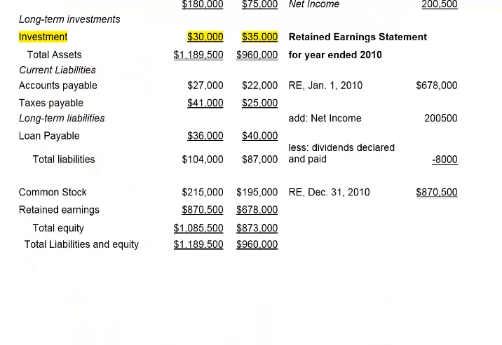Now what we want to do is look at what happened in financing. So now we can see our common shares went up from 195 to 215. So what does that tell you? You must have issued shares, right? You must have issued $20,000 in shares. We also know here that your loan payable went from $40,000 to $36,000, so you must have used cash to pay down some debt that was used to help you finance your business.